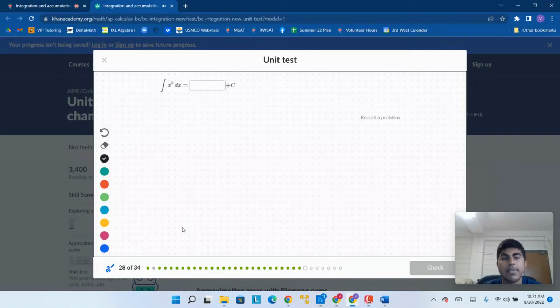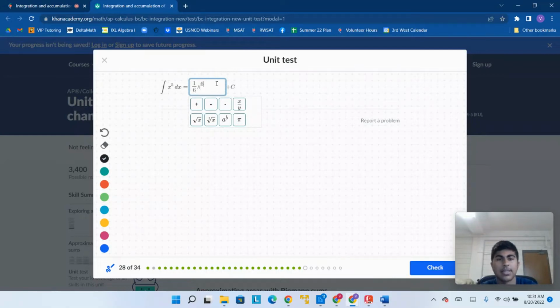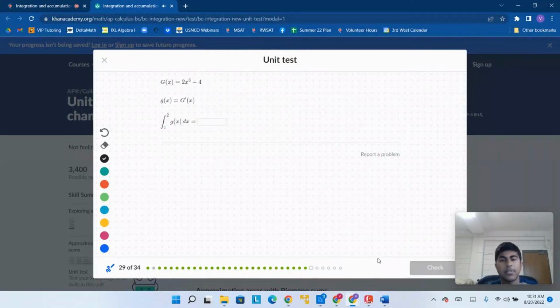Alright, antiderivative of x to the 5th. Well, inverse power rule, we know it's going to be x to the 6th times something, so 1/6 x to the 6th, because it's going to cancel out that 6 when you bring it down. Alright? See, once you get the hang of doing this inverse power rule, it goes really, really quickly. Okay.